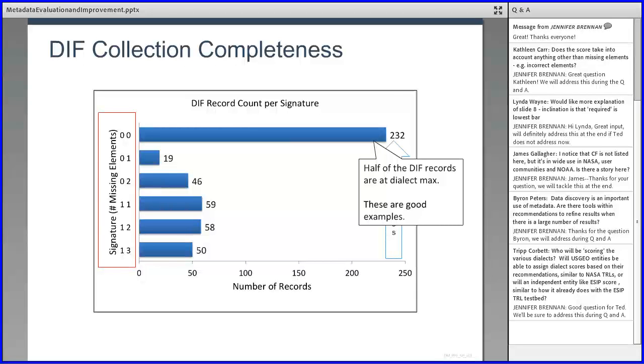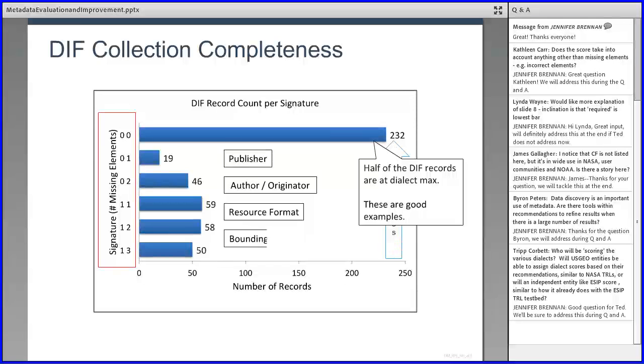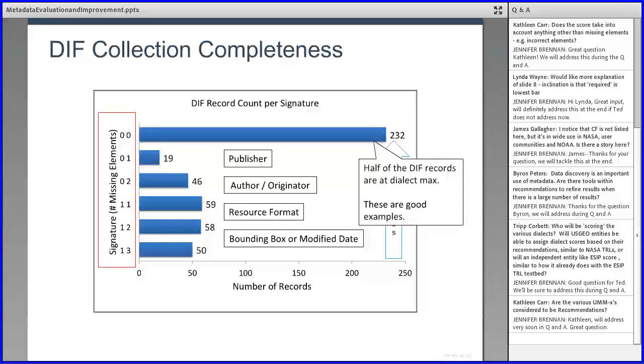What's important about these quantitative evaluations is that we identify good examples, and in the DIF case, we've got a bunch of good examples. Then we've got 19 records that are missing one thing, and 46 records that are missing two things. It turns out that the things they're missing are fairly simple things that we can probably address. It could be that they're missing these things for a reason, but we know what they're missing and how big a task it might be to fix it.